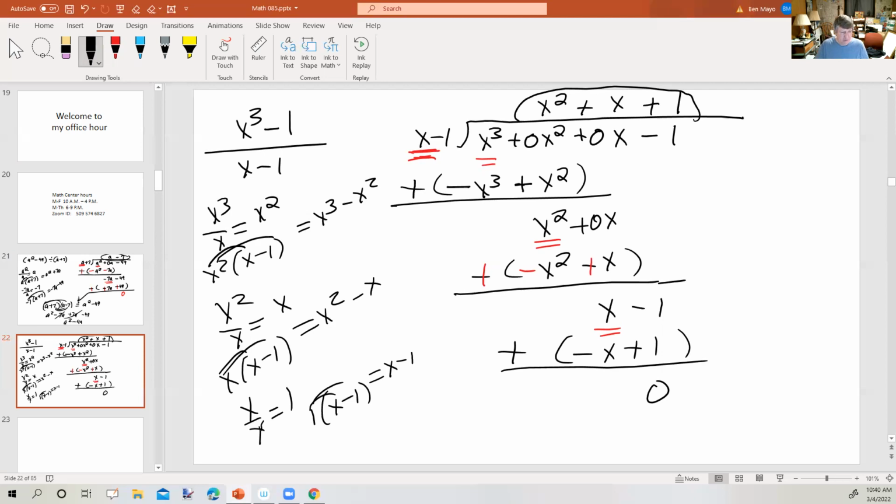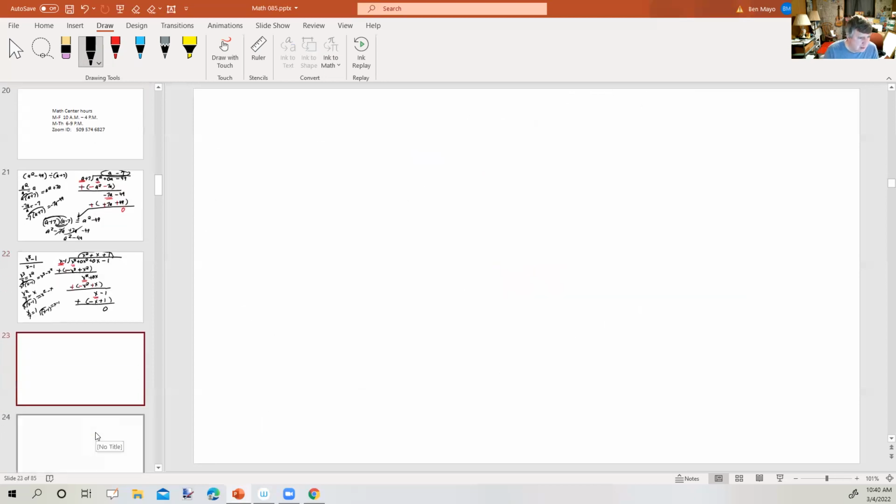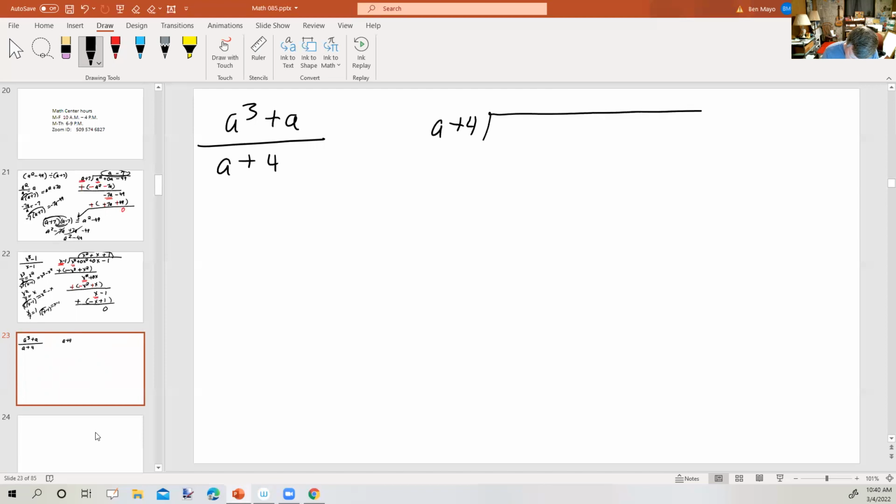Okay, let's take a look at another one. You ready to go on? Yes. Okay, this is a cubed plus a divided by a plus 4. So a plus 4 goes outside. A cubed plus 0a squared plus a, and then plus 0 as the constant term. We may or may not need that 0 at the far end, but we'll know when we get there.